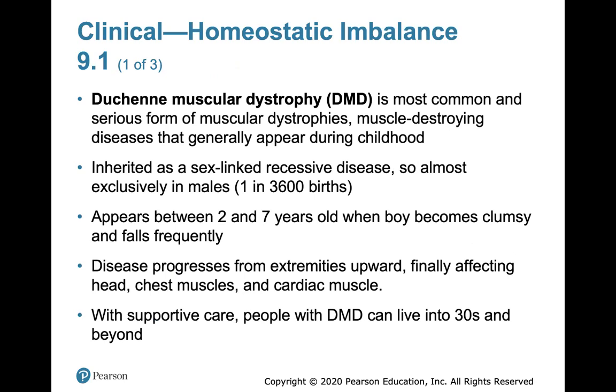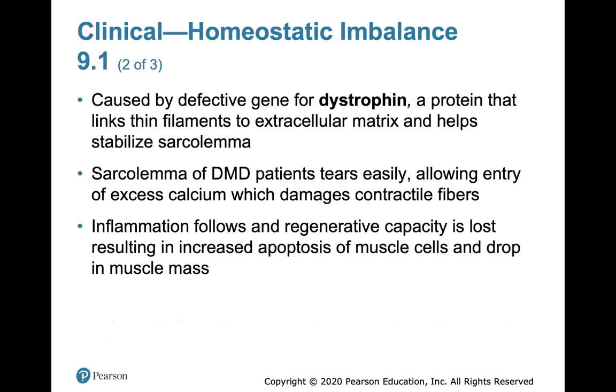It appears between 2 and 7 years old, when a boy would become clumsy or fall more. And the disease progresses from the extremities and then upward, finally affecting the head, the chest muscles, and cardiac muscles. So my friend, he initially could walk and do great at recess, and then eventually he would start to use a cane. And by 8th grade in high school, he was in a wheelchair. With supportive care, people with DMD can live into their 30s and beyond, but that's not as common.